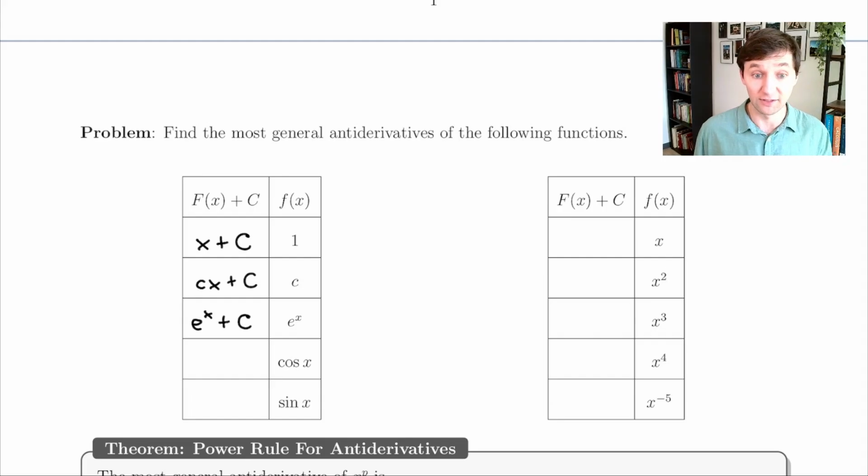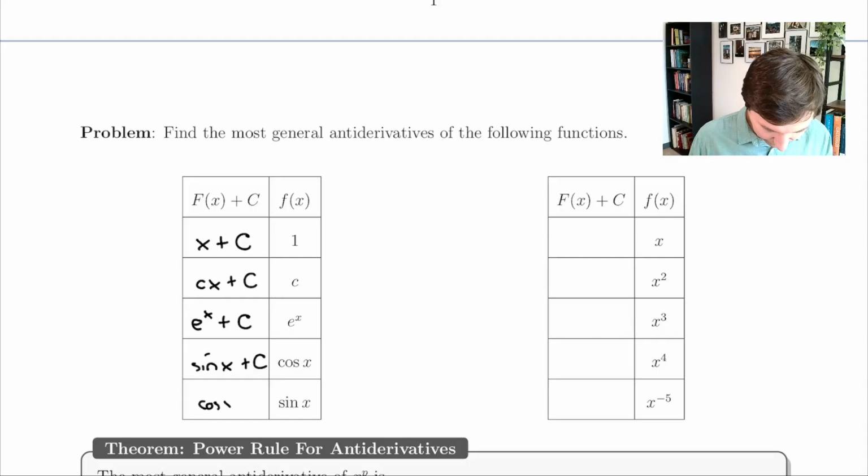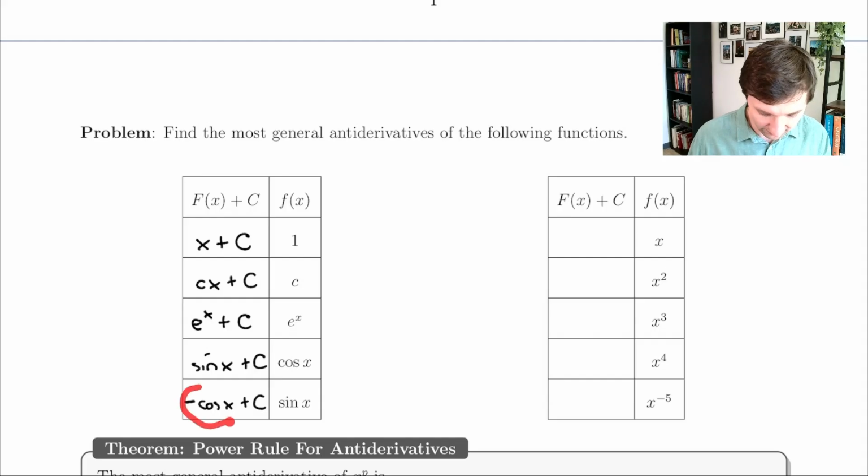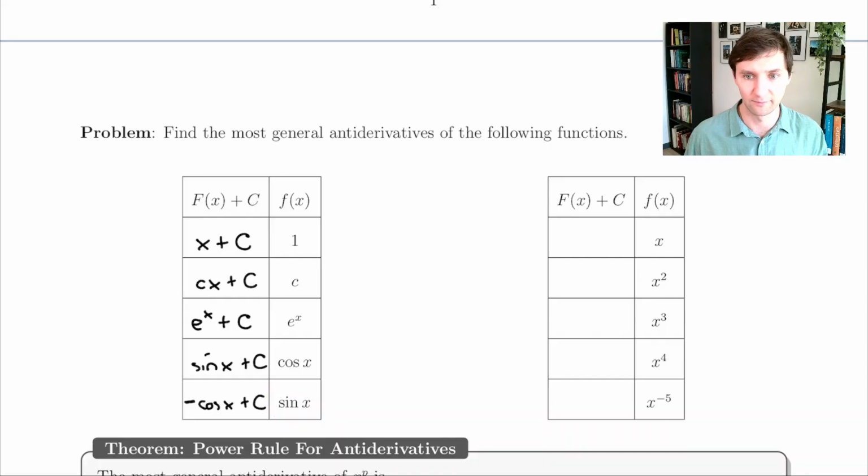When it comes to cosine, I ask myself, the derivative of what gives me cosine? And I believe it is sine of x plus c. In the next entry, I cannot simply write cosine of x plus c, because the derivative of cosine is negative sine. And I need to get sine when I take the derivative, which means that the most general antiderivative is negative cosine of x plus c. Because now, when I take the derivative, I rewrite the minus, and the derivative of cosine is negative sine, minus minus gives me plus sine of x.